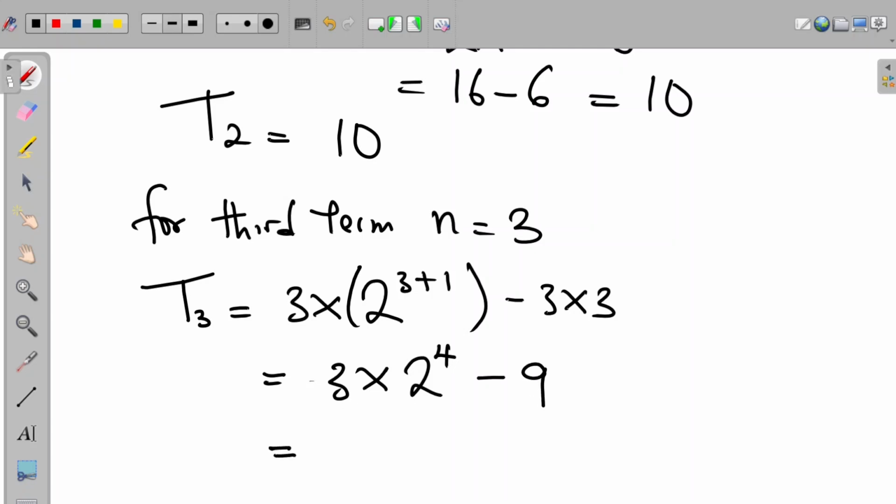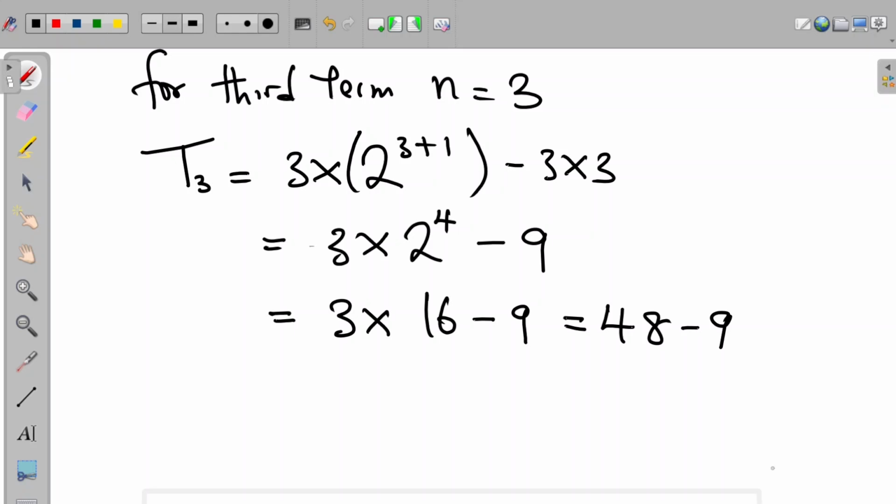Following the order of operation, we have 3 times 16 minus 9. So 3 times 16 is 48, minus 9. So therefore, the third term of the sequence is equal to 48 minus 9, which is 39.